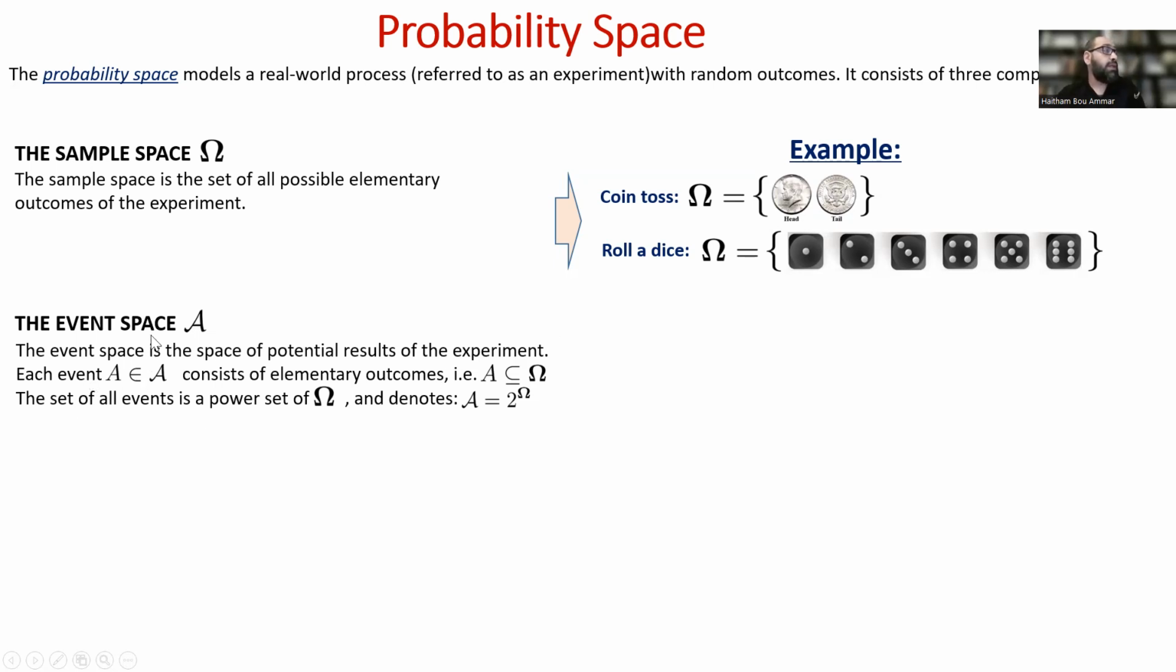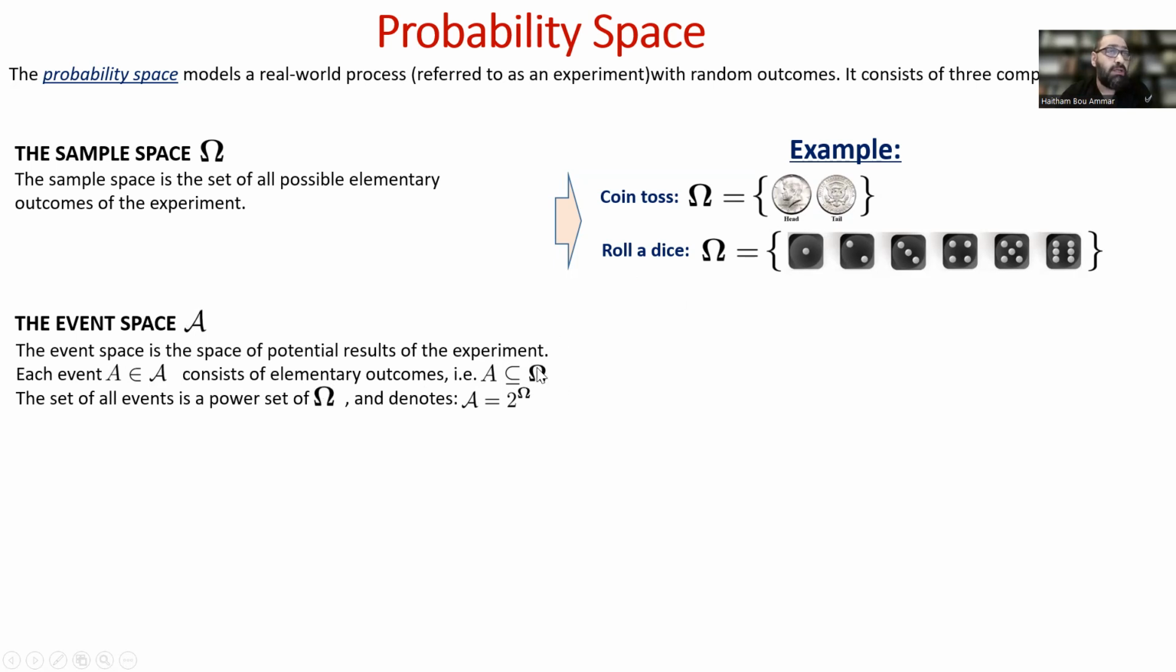Okay. So each event A, each event that belongs to this event space, is made of elementary outcomes. In other words, A is nothing but a subset of omega.